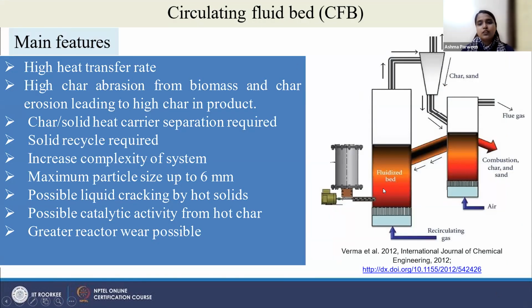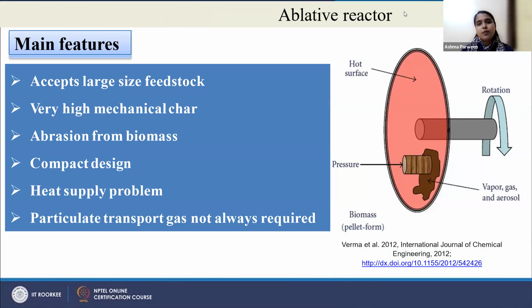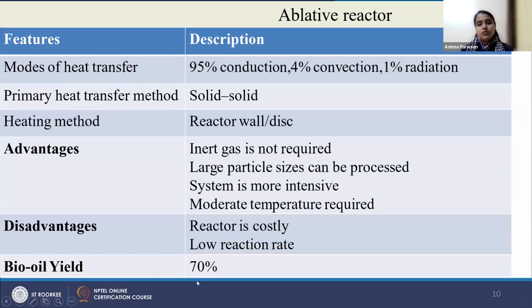Next is the circulating fluidized bed. Here also, after pyrolysis, whatever biomass is present in the flue gas is recirculated back to the reactor. And here the bio-oil yield is 70 to 75%. Next is the ablative reactor. What happens here is there is a hot surface plate, and this is the biomass. Pressure is provided to decompose the biomass into smaller components. Here the bio-oil yield is about 70%.